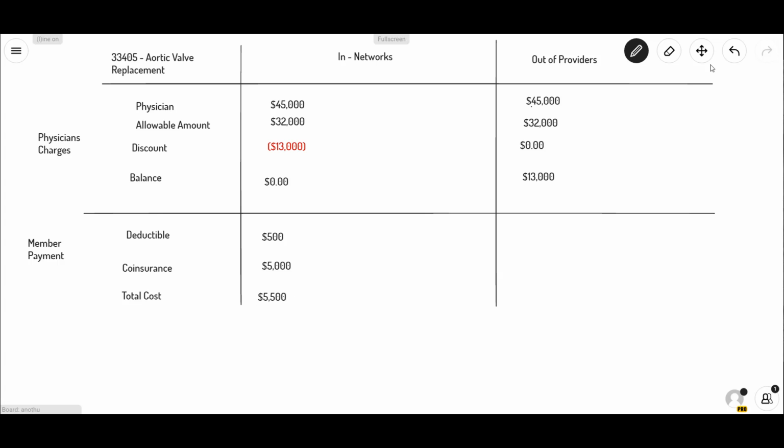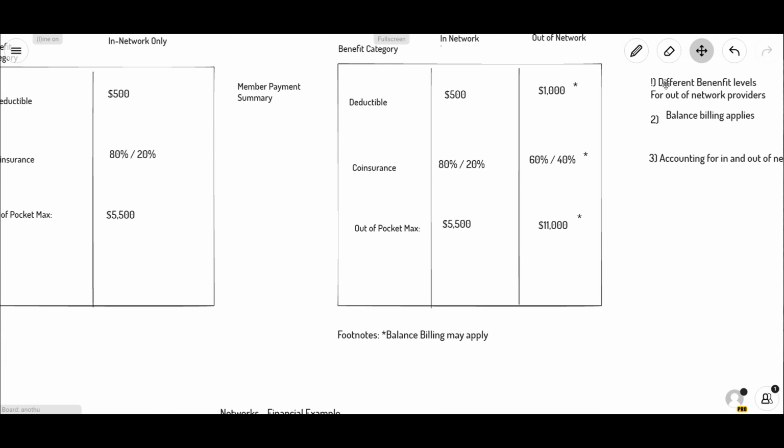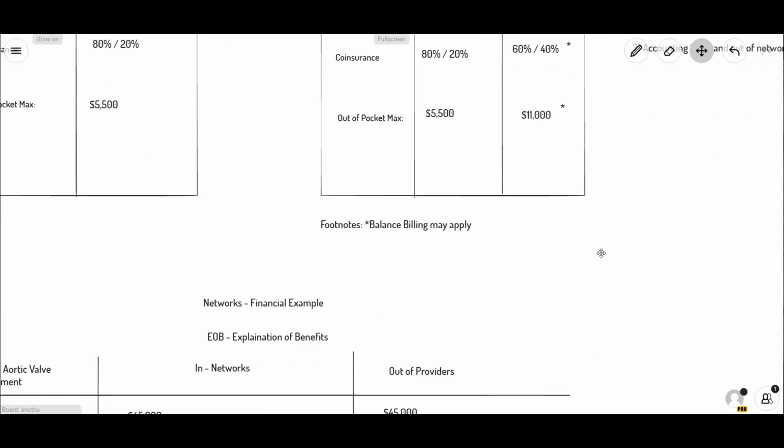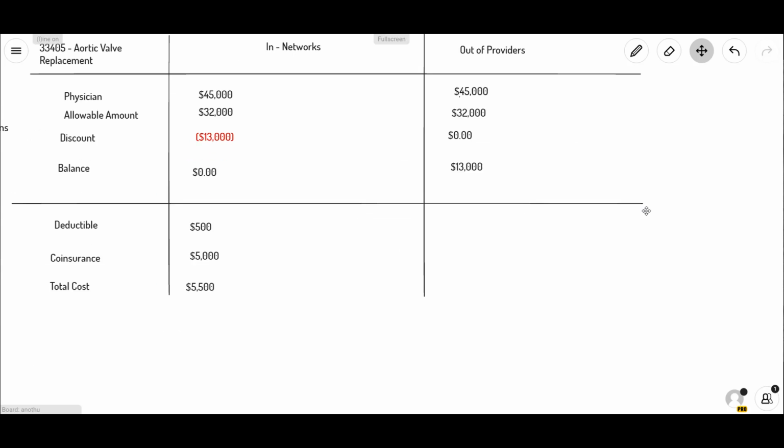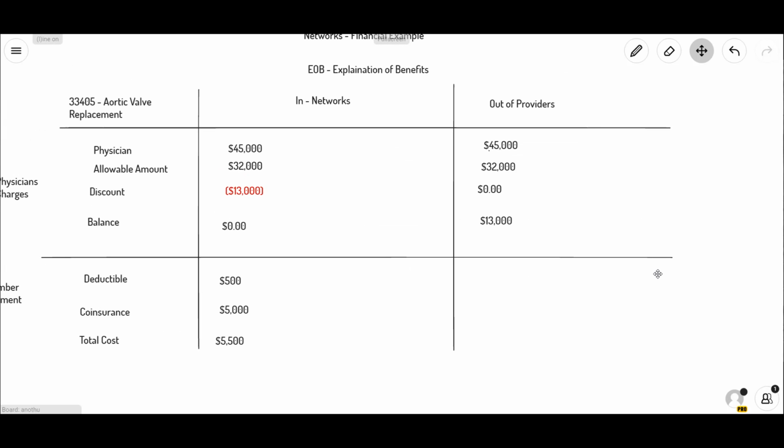But what happens if the member went out of network? Going back to the previous example, if they have an out-of-network benefit, the deductible is $1,000, the coinsurance is 60/40, and the out-of-pocket maximum is $11,000. But the other thing we said was that because the insurance company negotiated its pricing, those benefits are only payable against the $32,000 that was negotiated, and then there is that balance that has to be carried over.